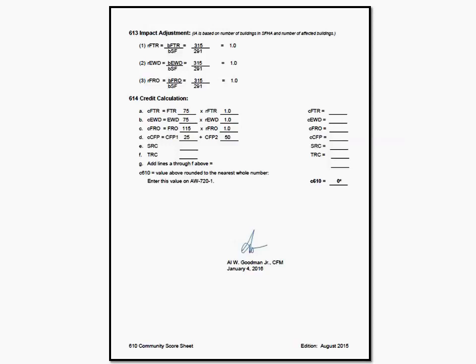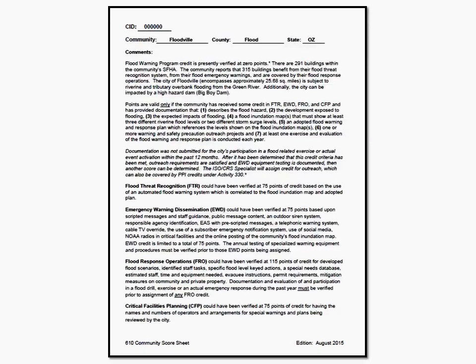The next page is comments. This is where I discuss what points you received by sub-element, and if I have any other comments, such as in the third paragraph, documentation was not submitted for the city's participation in a flood-related exercise. That's where I really tell you there what you're missing. Also, you can just go through the sub-elements and see what you're awarded for, and if there's anything else that you do need to submit, such as under EWD, the annual testing of warning equipment.